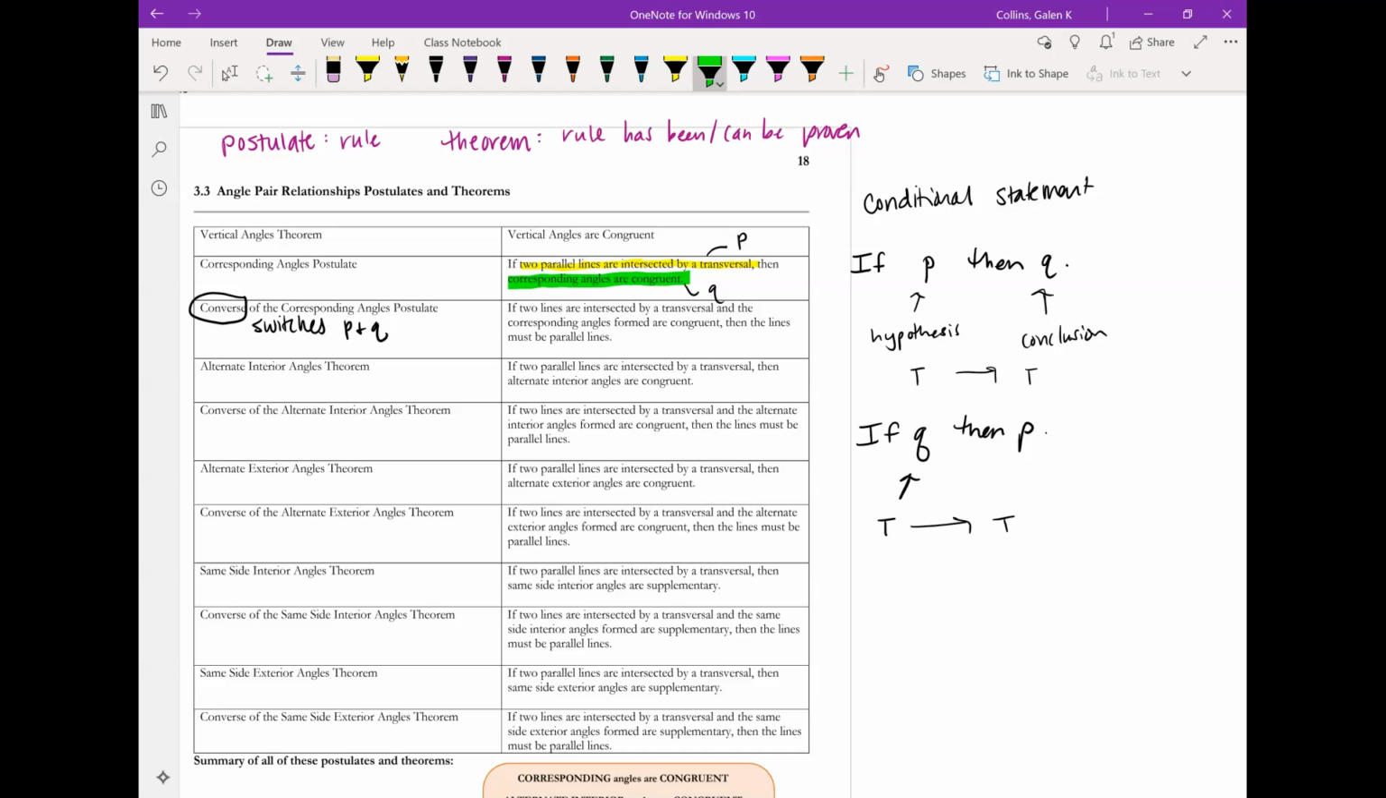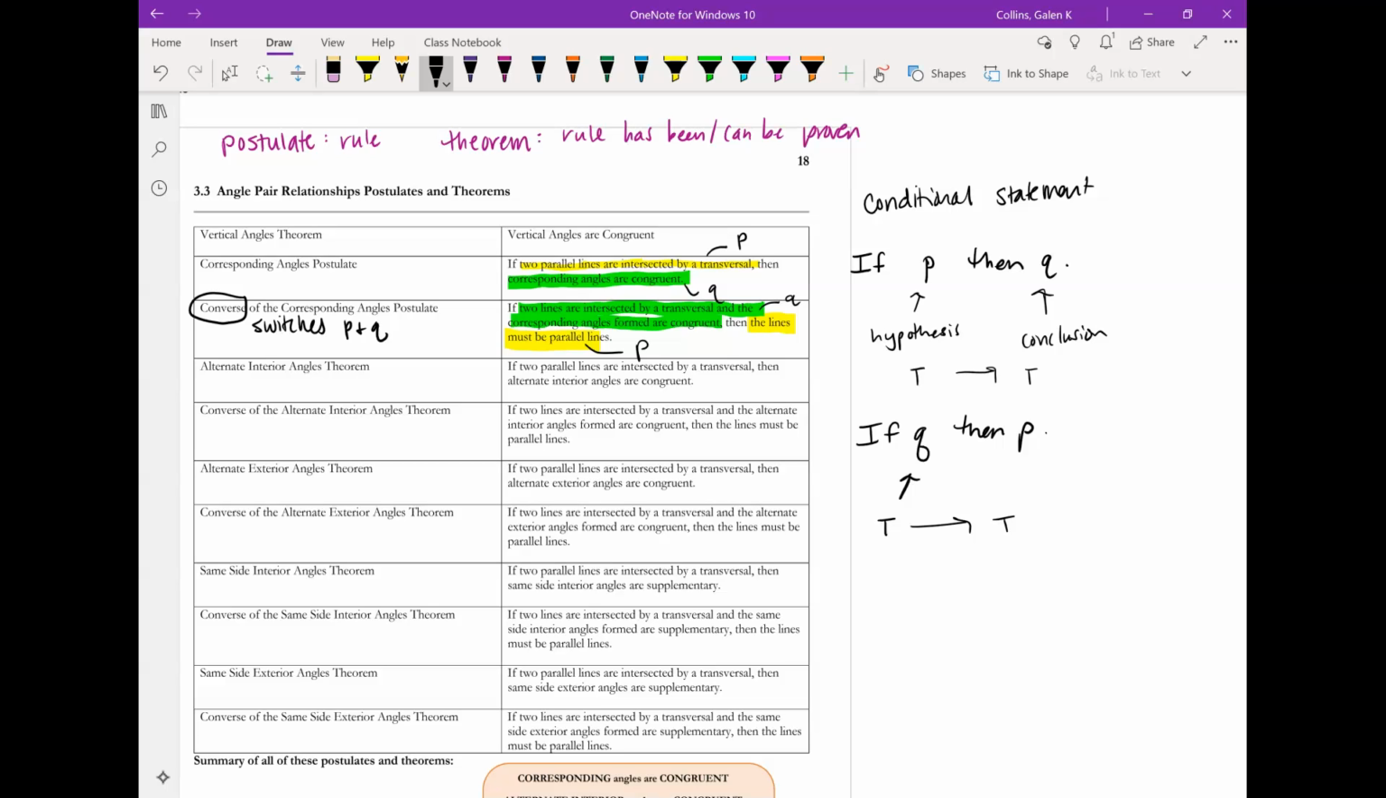So now, if we have two lines that are intersected by a transversal and the corresponding angles formed are congruent, then it must be the case that those lines are parallel. So I know it's worded a little different, but the top part, that was my Q. The bottom part about them being parallel is now my P.